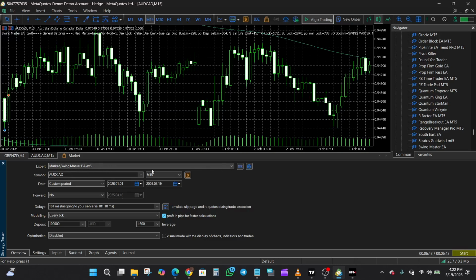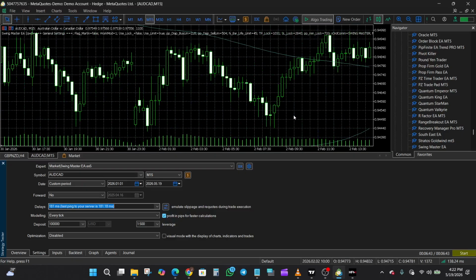The Swing Master EA, AUD/CAD is the symbol, M15 is the recommended time frame, right? So we run the test from the beginning of this year till date, so that we can get reasonable data for the backtesting. And as for the delays, we are using the last ping to the server, the every tick modeling, and yeah, that's how we run the test.